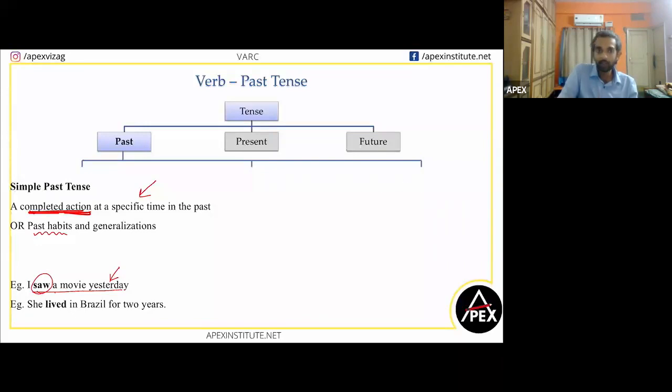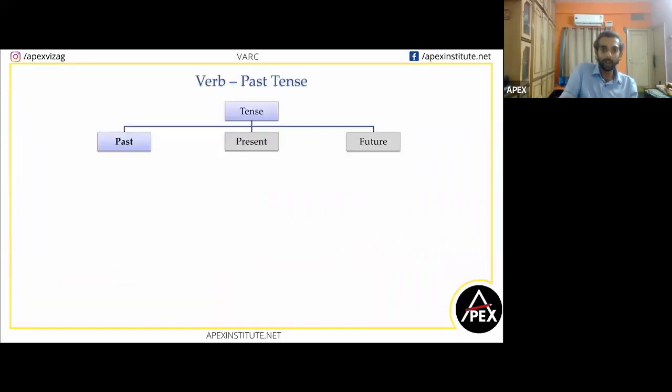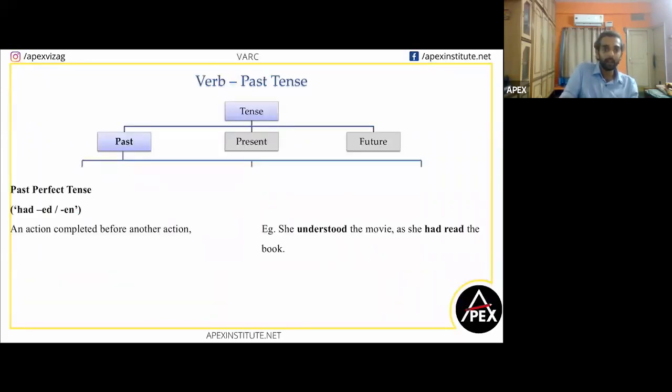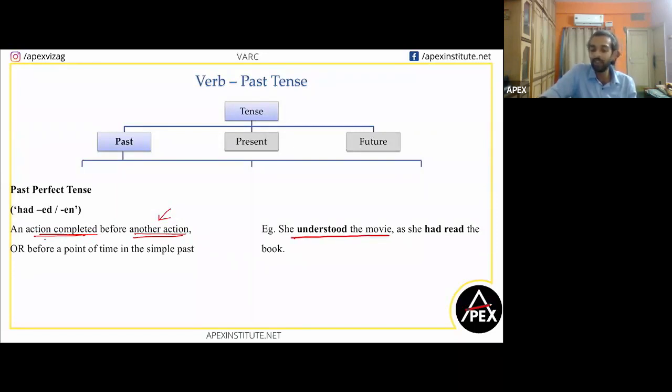Are you getting me? Now, if I'm going to past perfect, then look over here. This action that is completed should have been completed before another action. So here we have two actions that we are looking at, one action with relation to the other. For example, she understood the movie as she had read the book. Yeah? All right, Ravali.